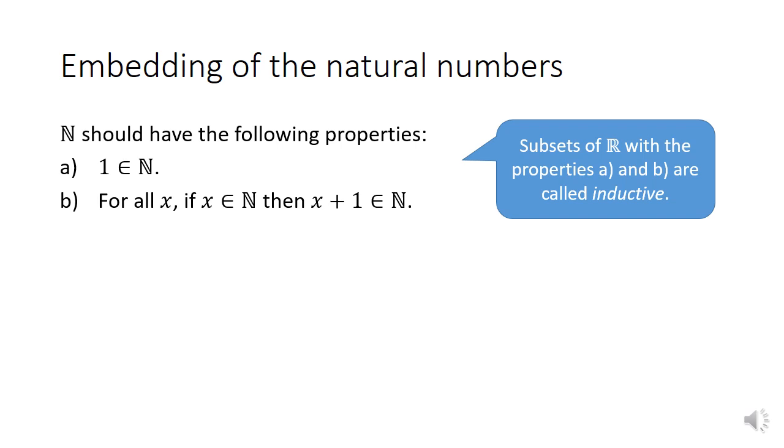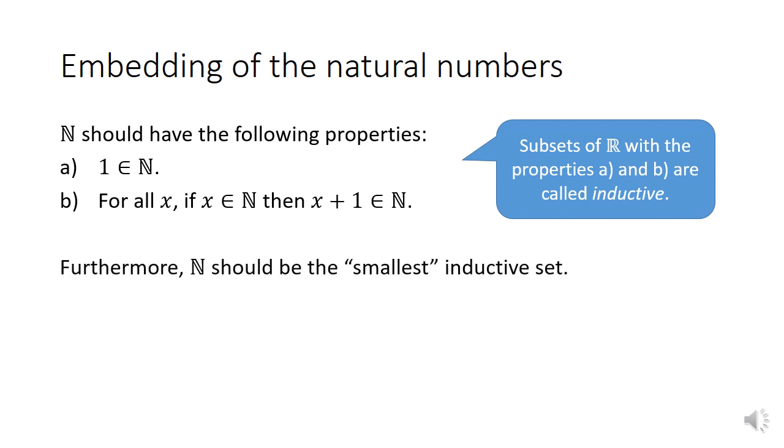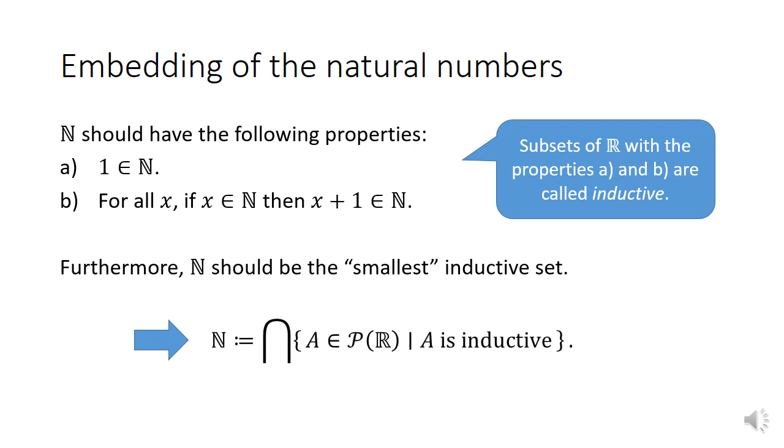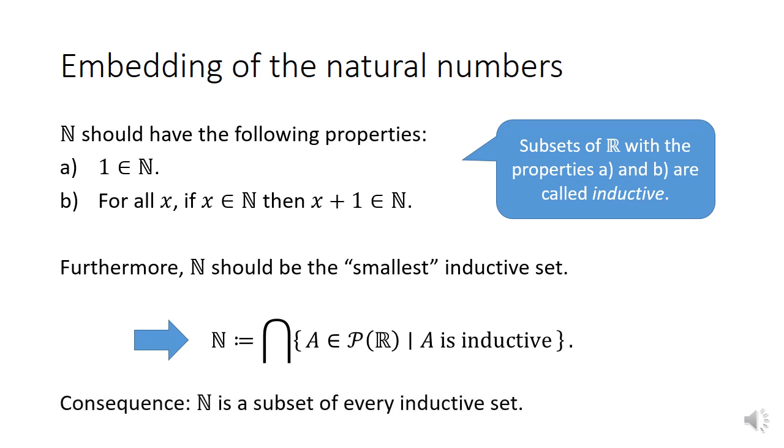What we still need to achieve is that N contains only those real numbers that are absolutely necessary for a set to be inductive. In other words, N should be the smallest inductive set. It should contain only those numbers that are members of each inductive set. This leads to the following definition, which we find in many textbooks. N is the intersection of the family of all inductive subsets of R. As a consequence, N is a subset of every inductive set.